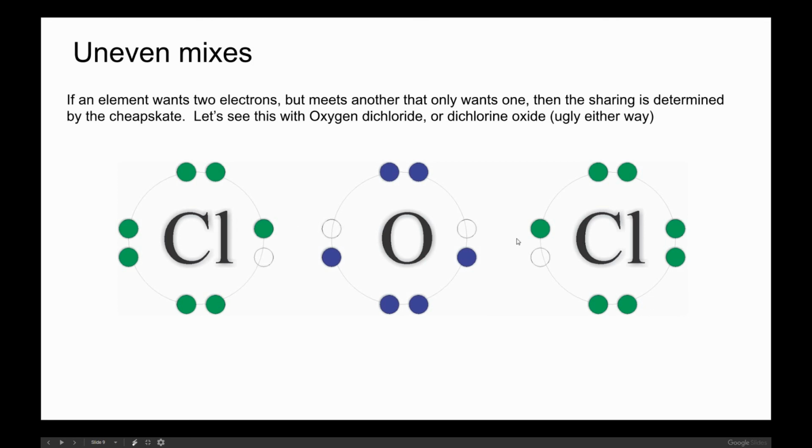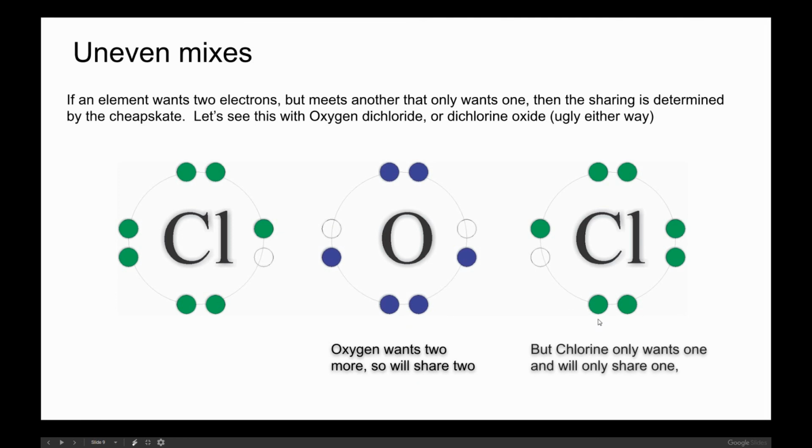When the numbers are different, okay, the cheapskate wins. Oxygen wants 2 more to fill its valence shell, so it will share 2. But chlorine only wants 1, so it will only share 1. The cheapskate wins. If someone says, hey, we're going to go on a picnic together, why don't we chip in some money and we'll share? And you go, I'm willing to put in $10, and your friend goes, I'll put in 5, and you're like, well, screw you, I'm not giving you 10 then. So the cheapskate wins. Chlorine goes, I'll share 1 with you, and oxygen's fine.